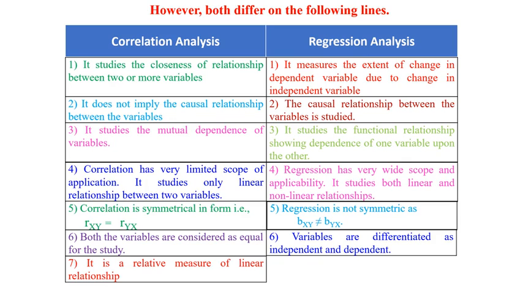Okay, seventh difference between the two, correlation is a relative measure of linear relationship and regression analysis is an absolute measure. Correlation coefficient is relative measure of linear relationship. Regression analysis is absolute measure of linear relationship.